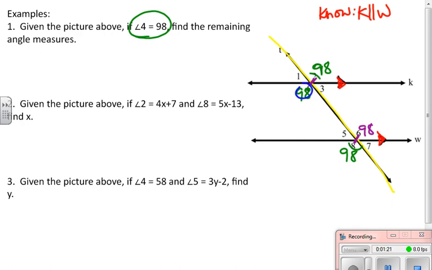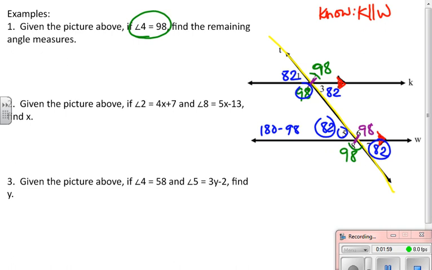If I look at 4 and 5, those are same side interior. So 180 minus 98 means 5 is 82. 5 and 3 are alternate interior, which means 3 is 82. 3 and 1 are vertical, so that's 82. 1 and 5 are corresponding, 82 and 82. 5 and 7 are vertical. 7 and 3 are corresponding, so they have to be equal. 7 and 1 are alternate exterior, so they have to be equal. Everything has to check out no matter which relationship you use.